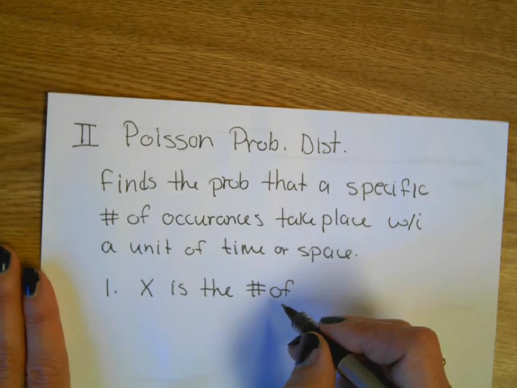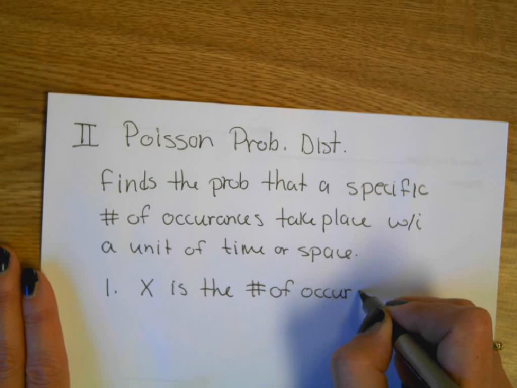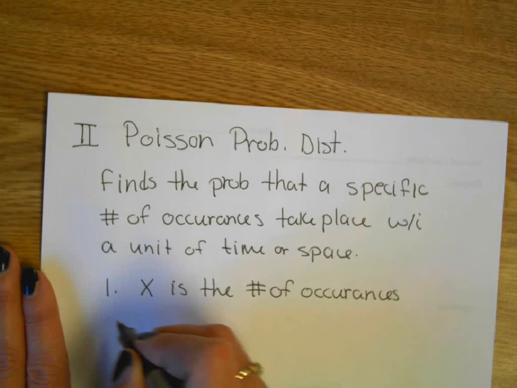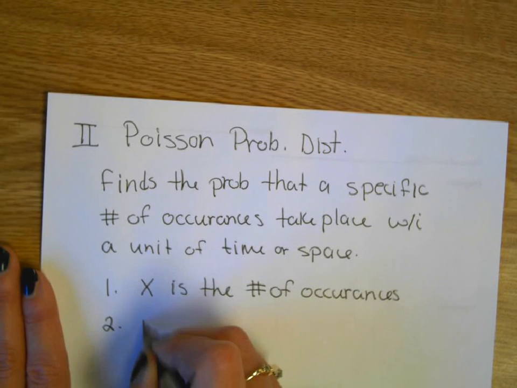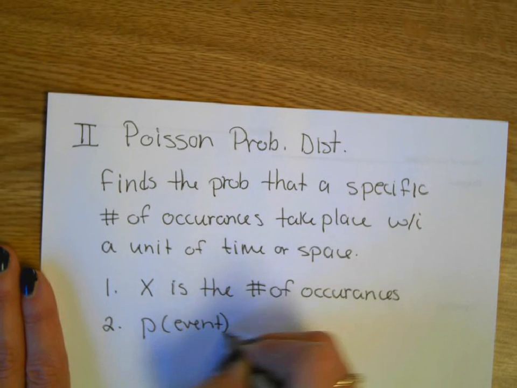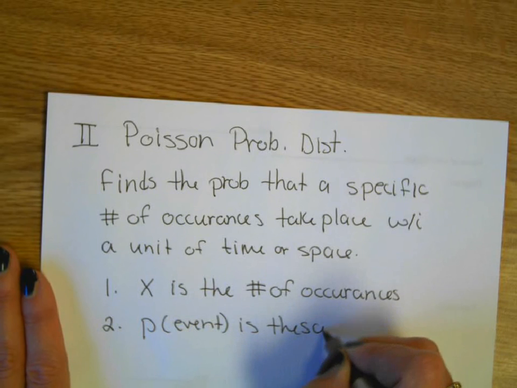X is the number of occurrences. The probability of the event happening is the same for each interval.